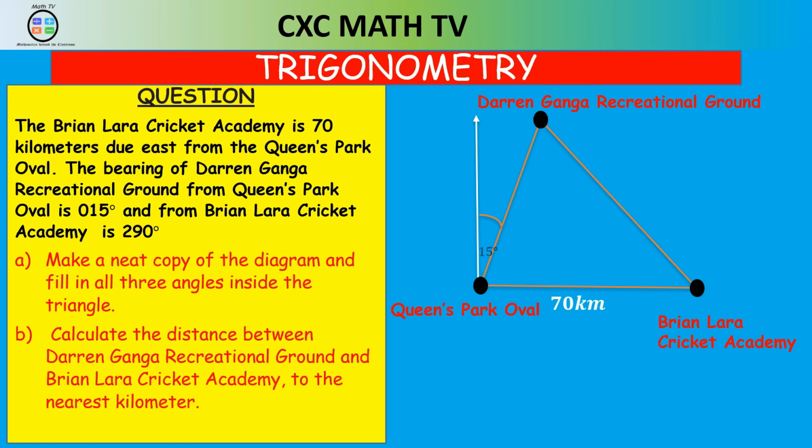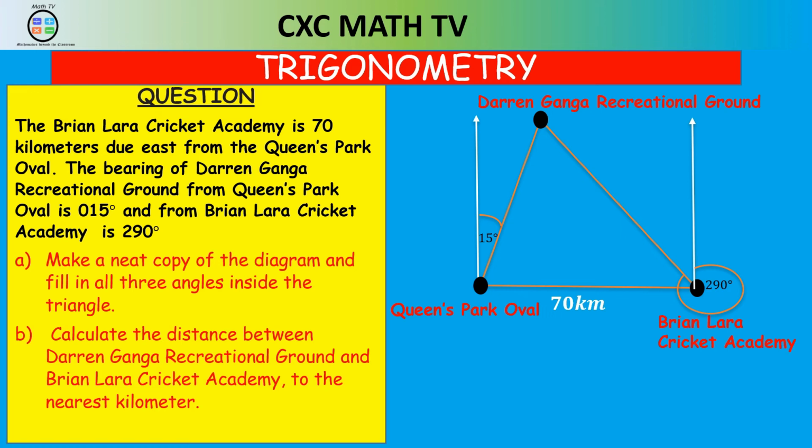They then told us that the Brian Lara Cricket Academy is 70 kilometers due east from Queen's Park Oval. So we put the 70 kilometers as the distance between Queen's Park and Brian Lara Cricket Academy. And the next thing they told us is that from the Brian Lara Cricket Academy, the bearing is 290 degrees. So we put 290 degrees right there. That's the bearing of the Darren Ganga Recreational Ground from the Brian Lara Cricket Academy. Now once we have all of our bearings, we're pretty cool.